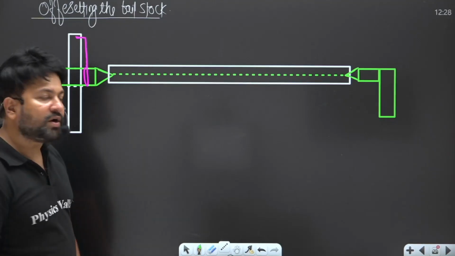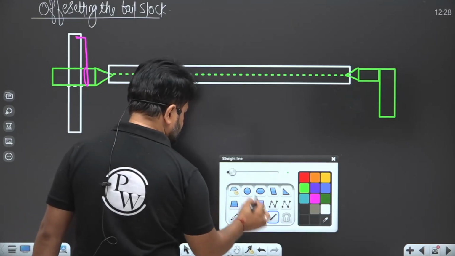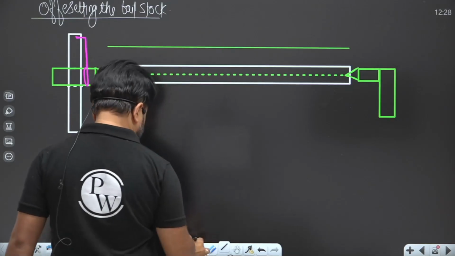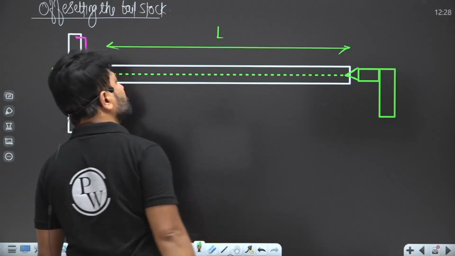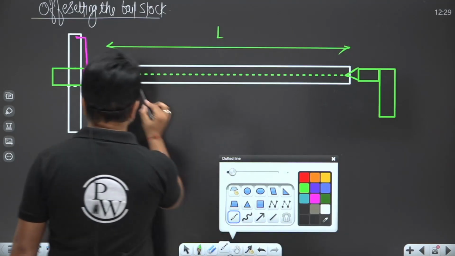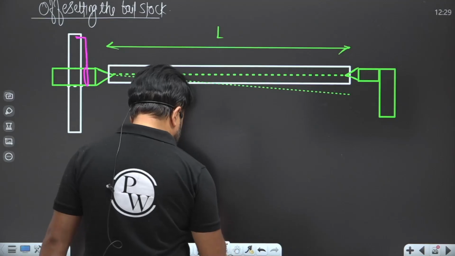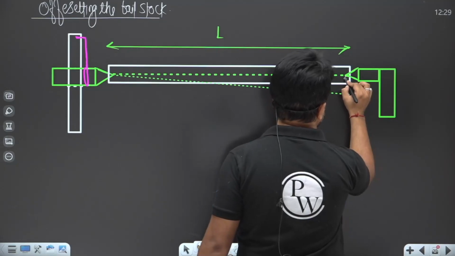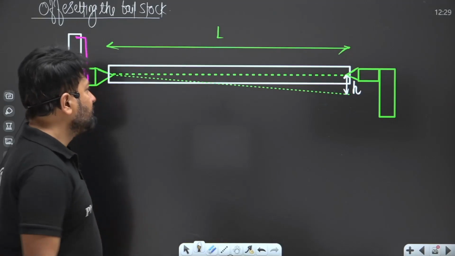Now, while doing the offsetting, the length of the workpiece should be large. This is the first requirement. Offsetting the tailstock means I am going to offset the tailstock by a small height, my dear student. By that much height only. That is small h. This is the offsetting of the tailstock.